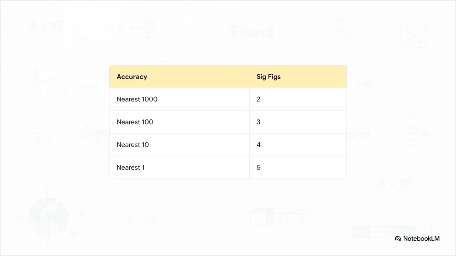Now, what's really interesting here is how the context completely changes a simple integer like 15,000. Let's say our accuracy is only to the nearest 1,000. In that case, this number has just 2 significant figures. But if we measured it to the nearest 100, suddenly it has 3. To the nearest 10, it has 4. And if we measured it perfectly to the nearest 1, all 5 digits become significant figures. So context is literally everything when you're dealing with integers.